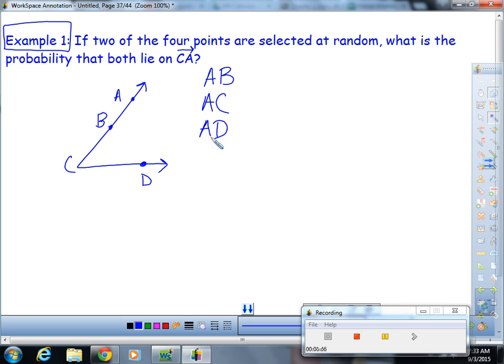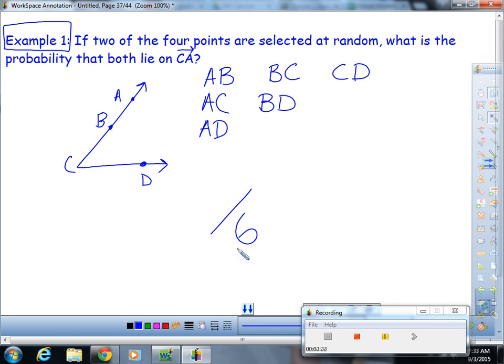Now here's where we have to think about geometry. Is selecting BA any different than selecting AB? It is not. So we should not write down BA. So what would be the first point we would pick to pair with B? BC, very good, and BD. And then finally CD. Okay, now we have 6 total options.